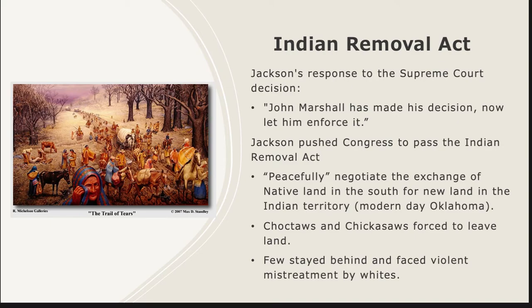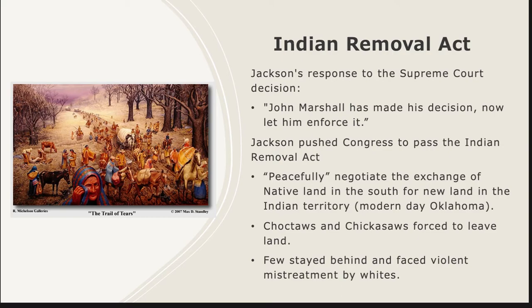But the difference between these two lands is huge. They're moving from areas like Georgia and Florida to Oklahoma. Now, the land is completely different. That would mean they have to change the houses that they live in. They have to change the clothes that they wear. They have to change the food that they grow. They have to change the animals that they hunt. They have to change their entire way of life.